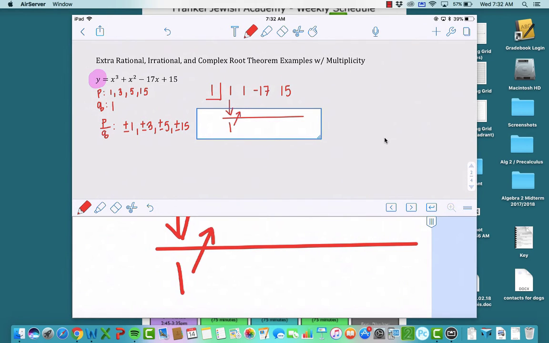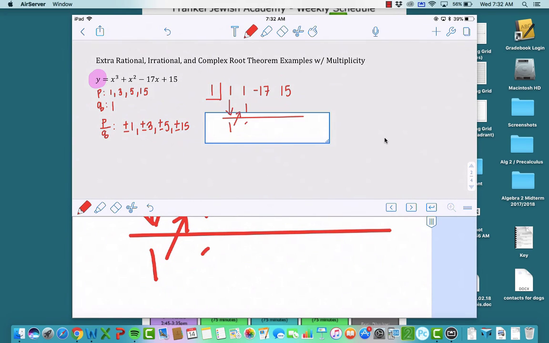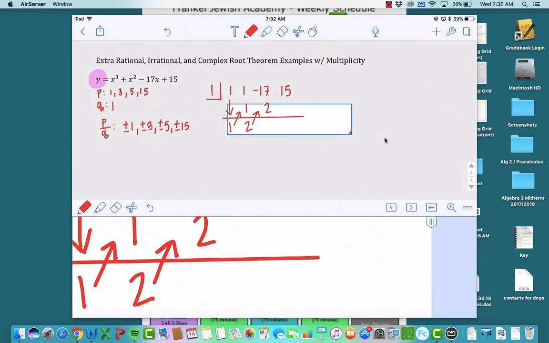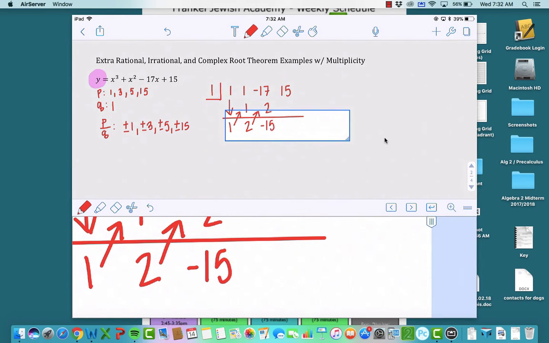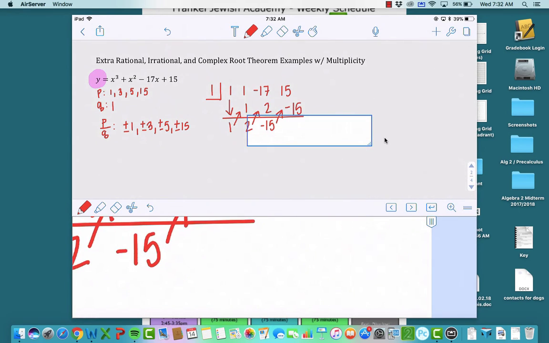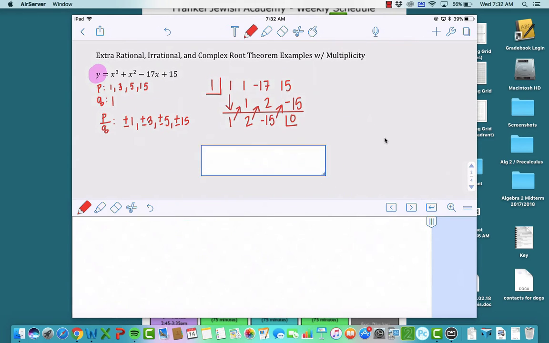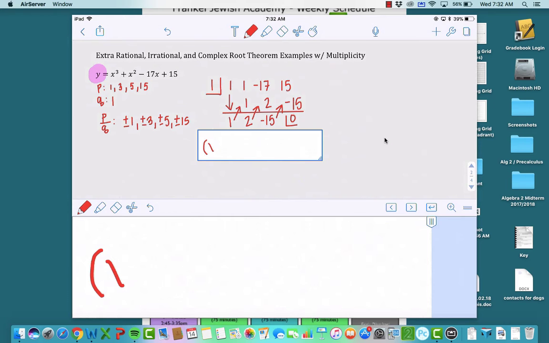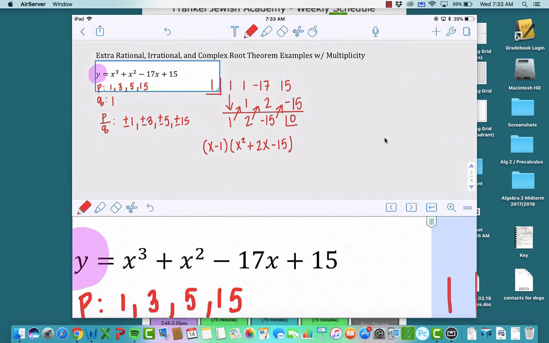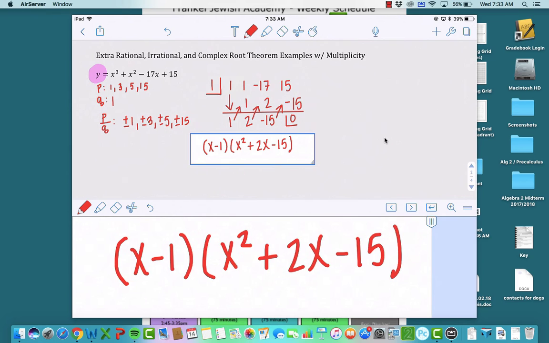So you bring down the 1. 1 times 1 is 1. 1 plus 1 is 2. 2 times 1 is 2. Negative 17 plus 2 is negative 15. Negative 15 times 1 is negative 15. 15 plus negative 15 is 0. So now I know that x minus 1 is a factor. And from here, I'm going to write that as a polynomial, 1x squared plus 2x minus 15, because I started with a degree 3 divided by a degree 1, so it becomes a degree 2.